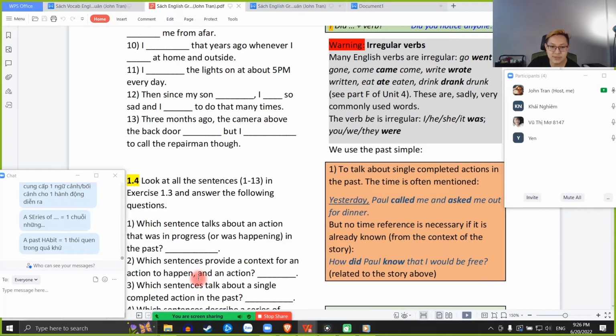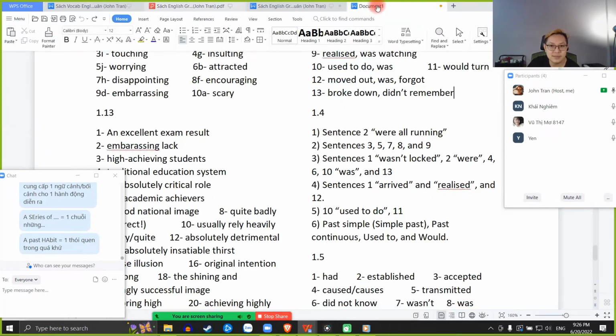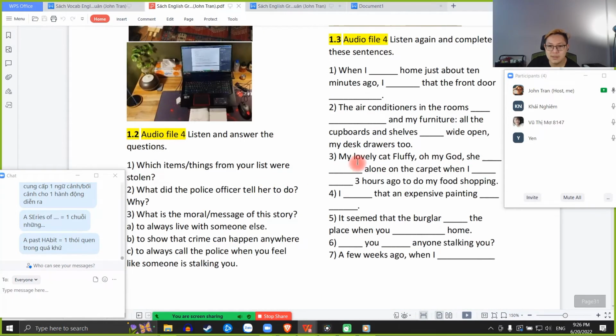So the sentences that provide a context for an action to happen and an action, những câu nào cung cấp một cái ngữ cảnh, một cái hoàn cảnh, bối cảnh cho một hành động nó diễn ra và một cái hành động. So basically number 2 it's sentence 3, 5, 7, 8 and 9. If you look at this one, she was sleeping alone on the carpet. That is the context. Đó là cái ngữ cảnh đó. Cô bé đã đang ngủ một mình trên cái thảm, đó chính là cái bối cảnh. When I went out 3 hours ago to do my food shopping, that's an action. Đó là cái hành động, là tôi đi ra ngoài 3 tiếng trước đi mua sắm đồ ăn. Một bối cảnh và một hành động.